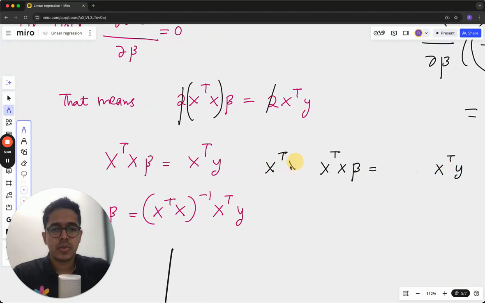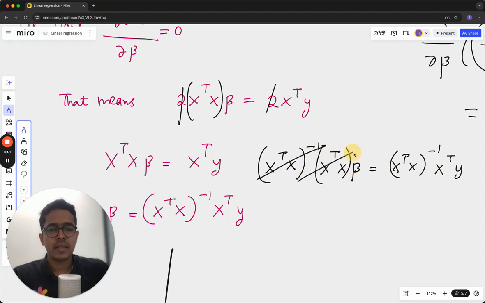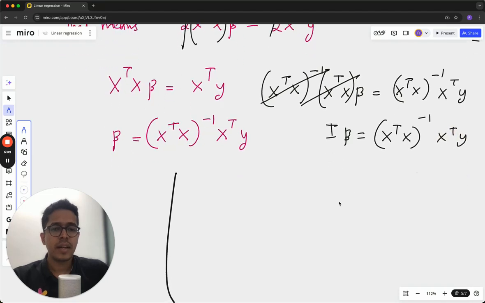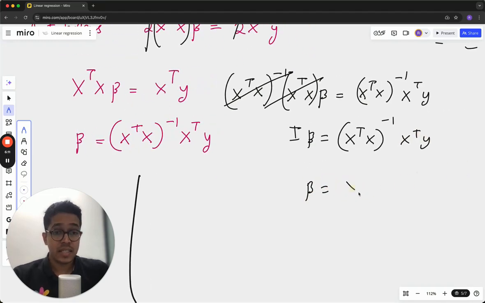X transpose x whole inverse is multiplied over here. Then x transpose x whole inverse is multiplied here as well. And you can see that these two inverse matrices will cancel to become identity matrix. So identity matrix times beta equals x transpose x the whole inverse x transpose y, which means beta, which itself is a matrix, equals x transpose x inverse x transpose y.